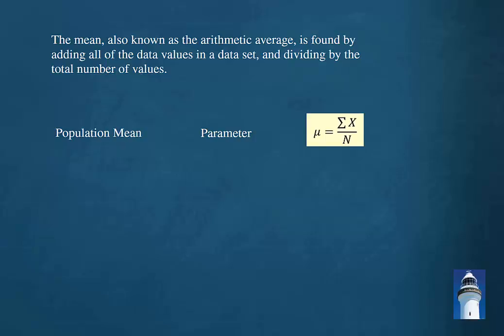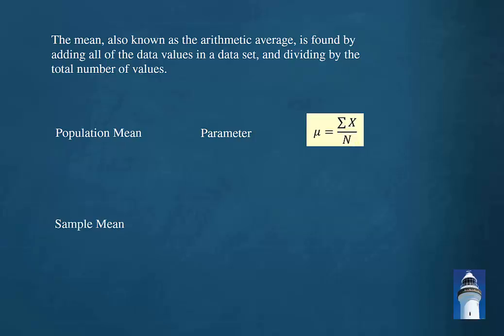The calculation of a mean is carried out by adding all of the data values in a data set and then dividing by the total number of values. The Greek sigma symbol in the numerator of this formula tells us to sum all of the values. We use the letter x to represent the values of the variable in the data set. Recall that the uppercase N represents the size of the population.